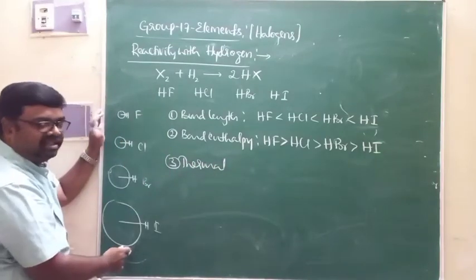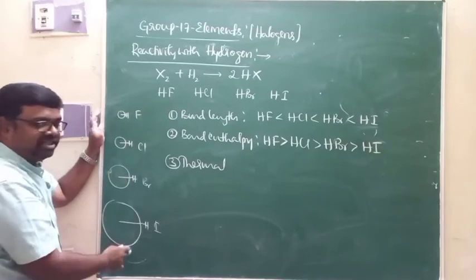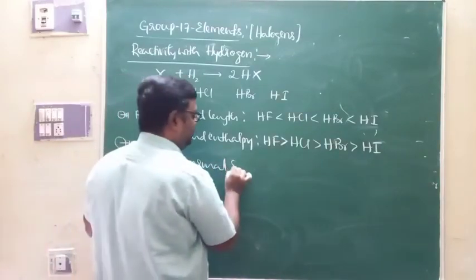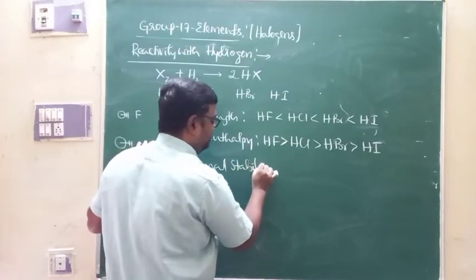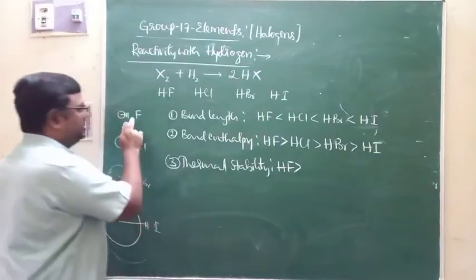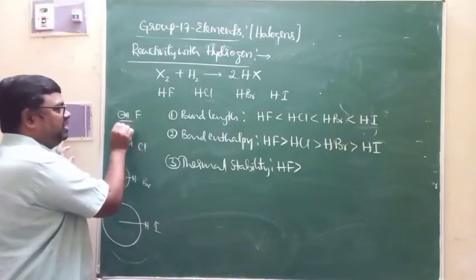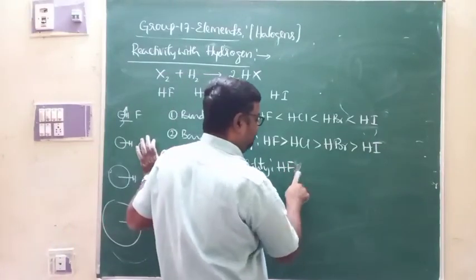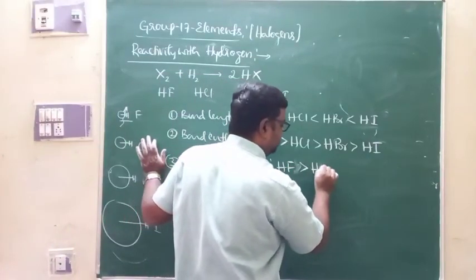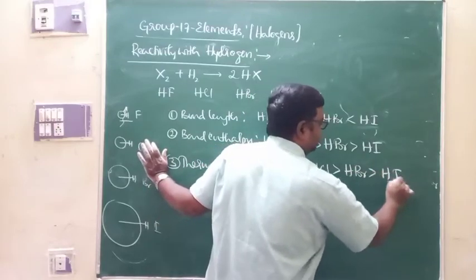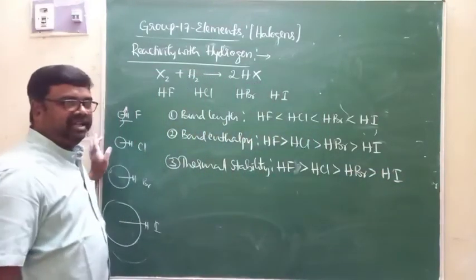Bond length ಜಾಸ್ತಿ ಆಗಿರೋದ್ರಿಂದ ಏನಾಗುತ್ತೆ, the energy required to break the bond decreases. Therefore, thermal stability decreases. Therefore, which is highly stable? HF is highly stable. ಹೌದಾ? HF is highly stable. ಯಾಕಂದ್ರೆ ಸ್ಮಾಲ್ ಬಾಂಡ್ ಲೆಂತ್ ಇದೆ, ಈ ಬಾಂಡ್ ನ ಬ್ರೇಕ್ ಮಾಡೋದು ಕಷ್ಟ ಅಲ್ವಾ? ಹಾಗಾಗಿ ಏನಾಗುತ್ತೆ, HF is more stable than HCl, more stable than HBr, more stable than HI. This is thermal stability. ಹೌದಾ?